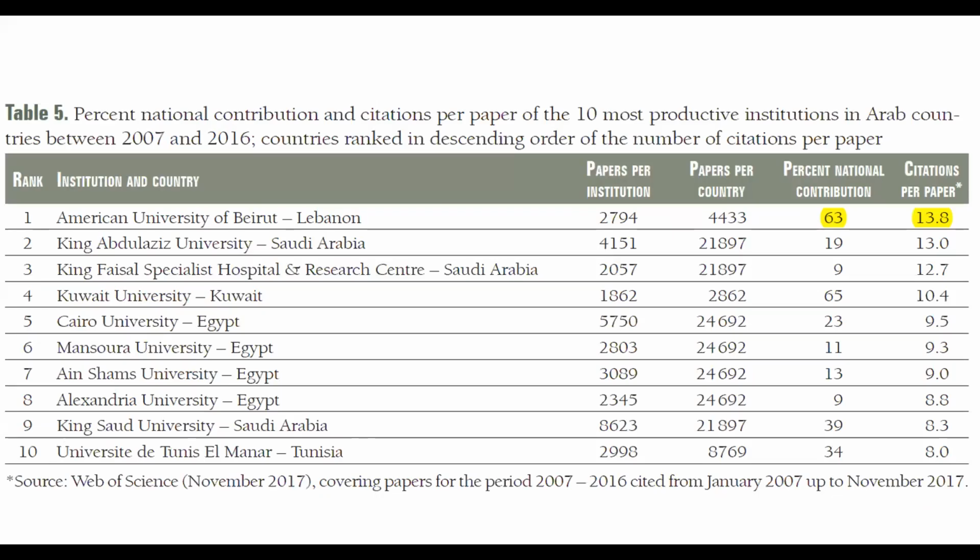To illustrate some of the involvement of AUB in research, you can see in this table that among the top universities in the Arab world, and if you look at before the last column, AUB contributed 63% of research at the national level, which compares favorably with other universities. The top university actually was Kuwait University that contributed 65% of medical research in Kuwait. If you look at the last column, which is the citation per paper, this is an indicator of the quality of research. And AUB topped the list with 13.8 citations per paper.